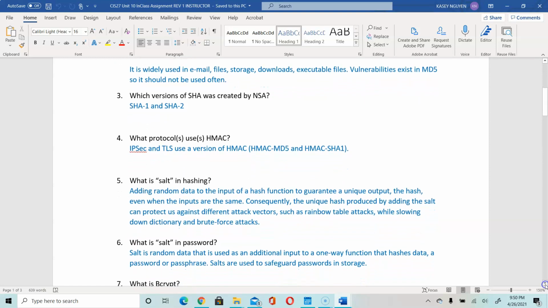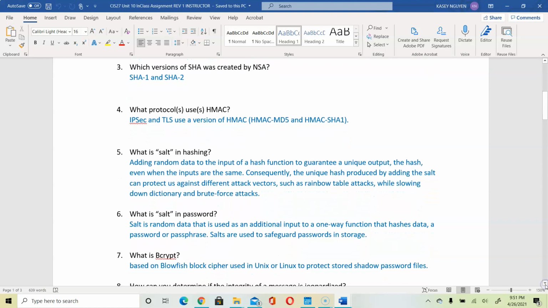And question 6 asks you what is salt in password. It's random data that's used as an additional input to a one-way function that hashes data, a password or a passphrase, and salts are used to safeguard passwords in storage. Because it would allow us to protect what is being stored, which is our passwords, which allows access to different systems or different areas of the systems.